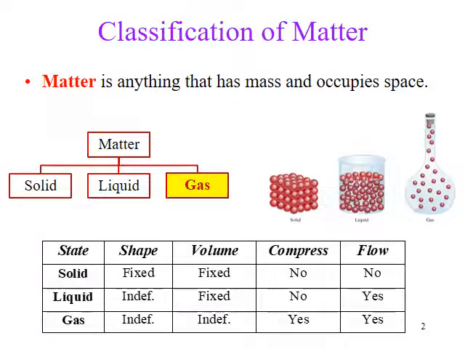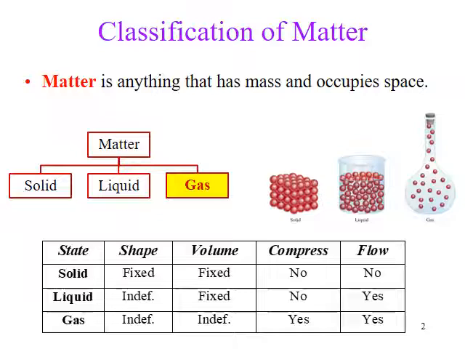Because there is no space between the molecules in a solid, you can't push, pressurize, or compress it. Liquids have an indefinite shape, meaning they don't have a shape of their own. They take up the shape of the container they are placed in, but their volume is fixed. If you try to fill 2 cups of water into a bottle which can only hold 1 cup, that's not possible. You can't simply compress water. So their volume is fixed and they cannot be compressed, but they do have the ability to flow.